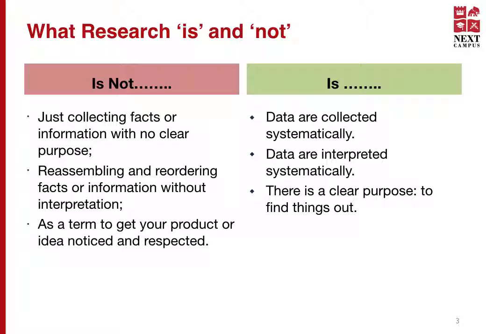Then let's look at what research is. Data that is collected systematically. The key word here is systematically. That means there is a defined process to collect data. Then the second one is data are interpreted systematically. We don't jump into conclusions, but the data is analyzed and interpreted systematically. And the third and the final one is there is a clear purpose why we do that research.